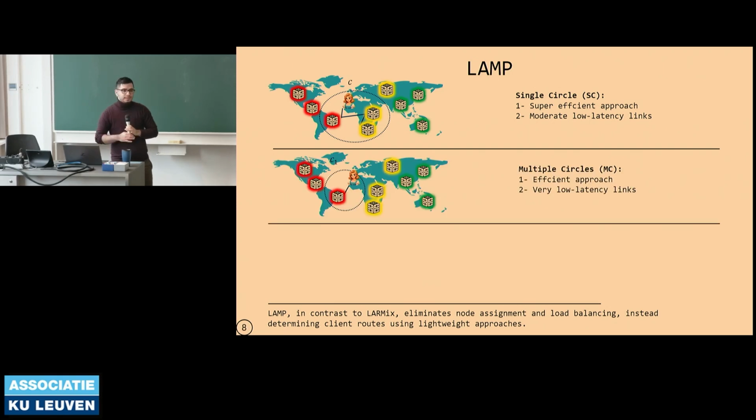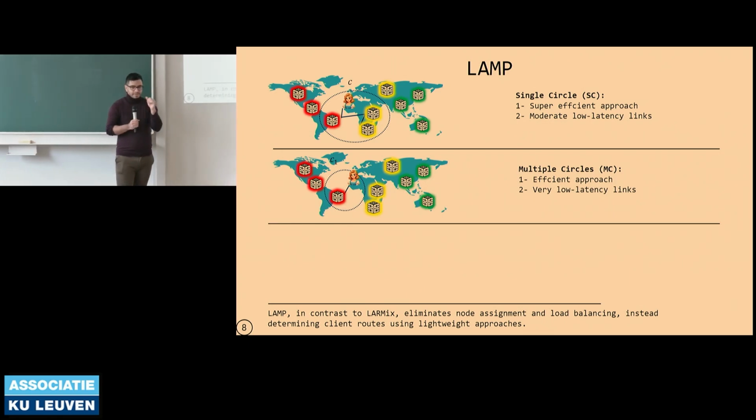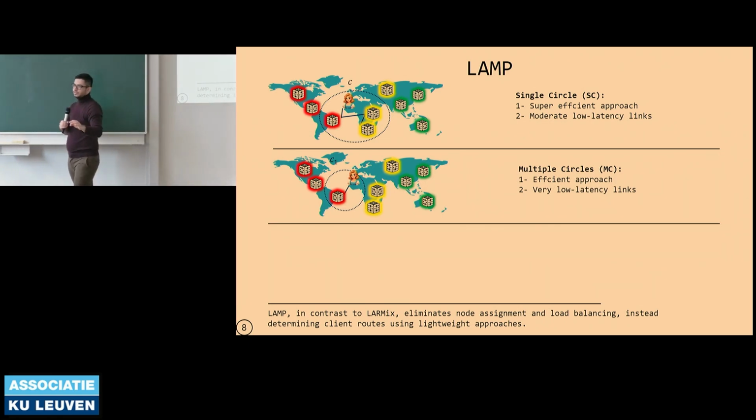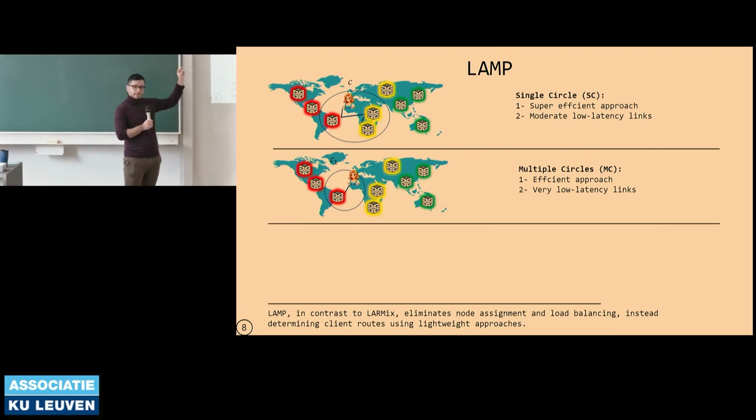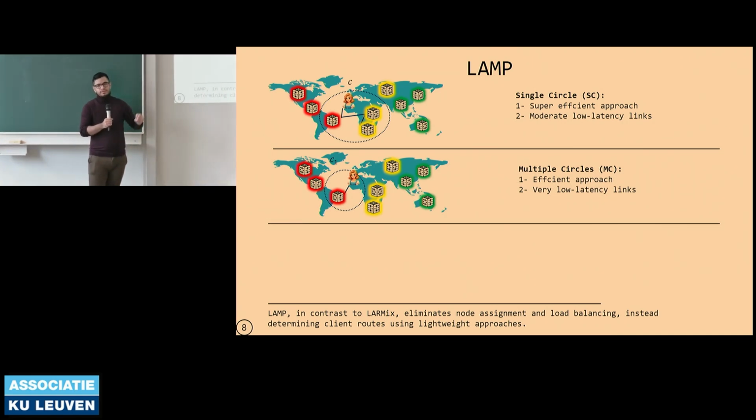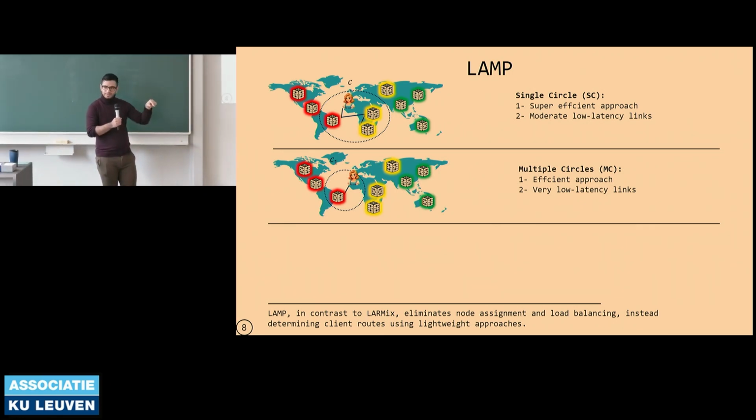We can slightly improve this approach and have the multiple circle approach, where again the client will select the threshold value in terms of latency. But in this scenario, the client will just look at the nodes in the first layer. Let's imagine that the red nodes are in the first layer of the mixnet. The client will make a threshold circle and try to pick out the nodes that are within this threshold. Then eventually, the client will make a selection out of those nodes to be in the first layer.